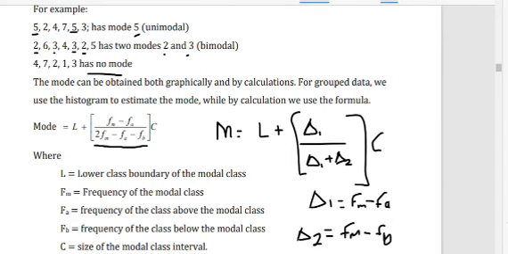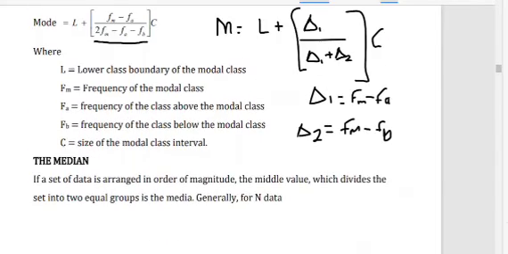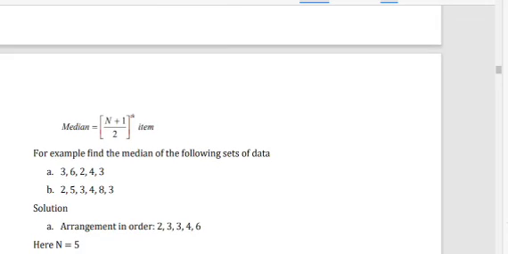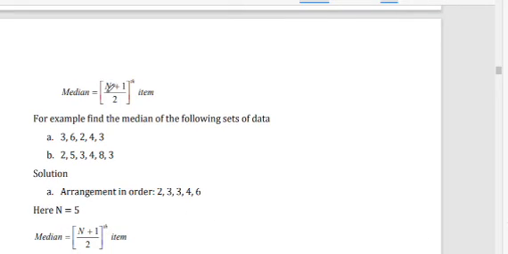Okay, let's see if we can take an example on this. Okay, the median. There's no example on that, the median. The median is at (n plus 1) over 2. What this means is, let's look at this: find the median of the following set of data. This is ungrouped data. To find the median, you have to rearrange the numbers from smallest to highest.